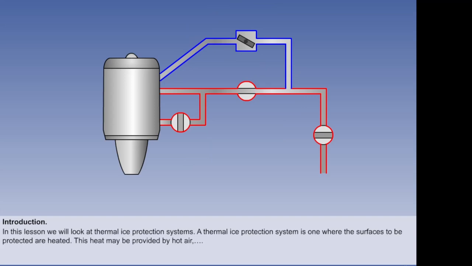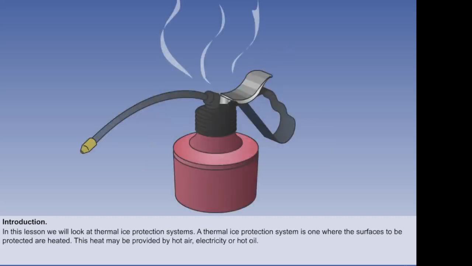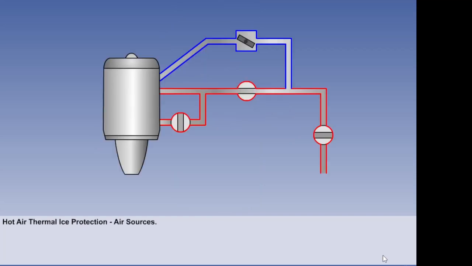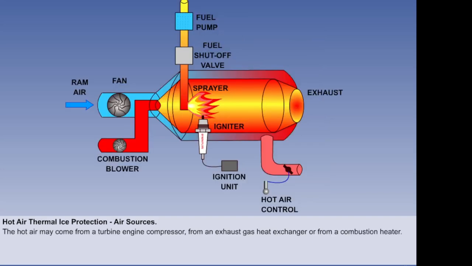This heat may be provided by hot air, electricity, or hot oil, although this method is rarely used. The most common method of thermal ice protection is the hot air system. There are several methods by which the heated air can be supplied, and these include the bleeding of air from a turbine engine compressor, the heating of ram air by passing it through a heat exchanger located in an engine exhaust gas system, and the heating of ram air by a combustion heater.